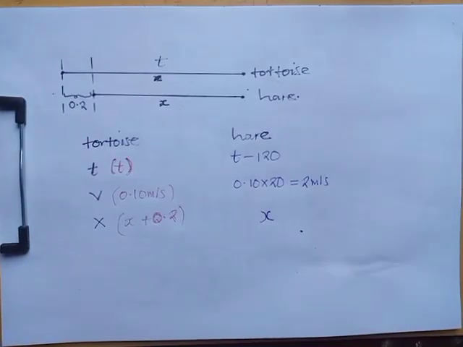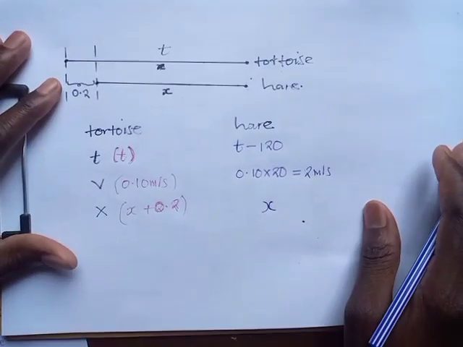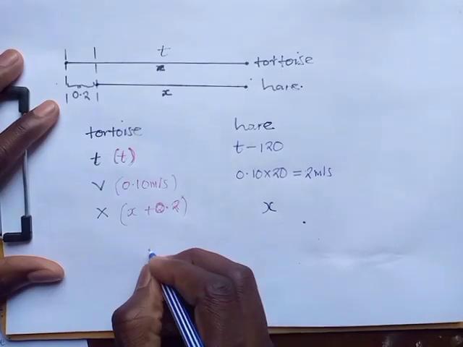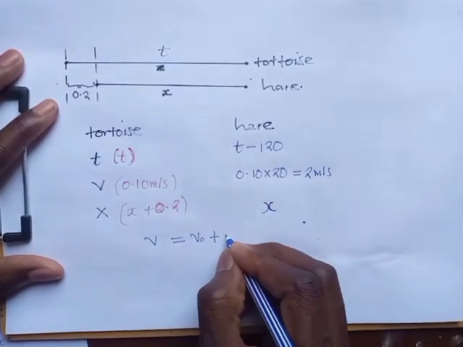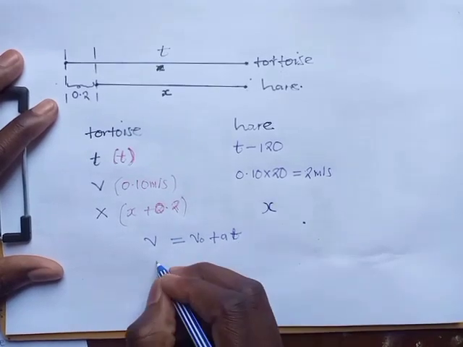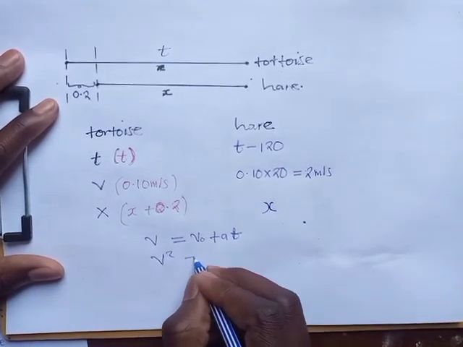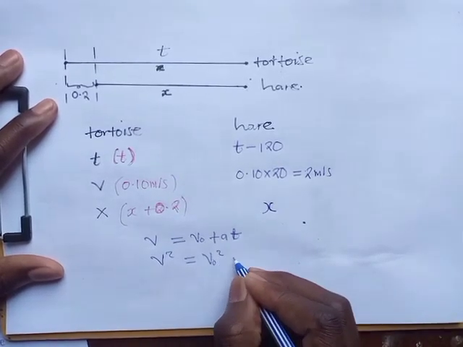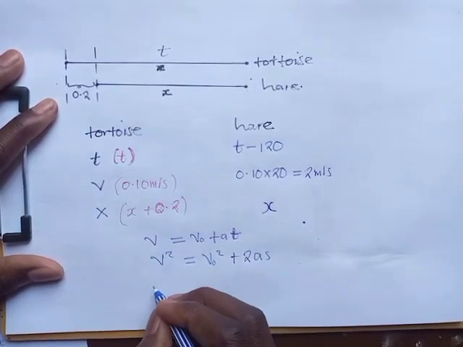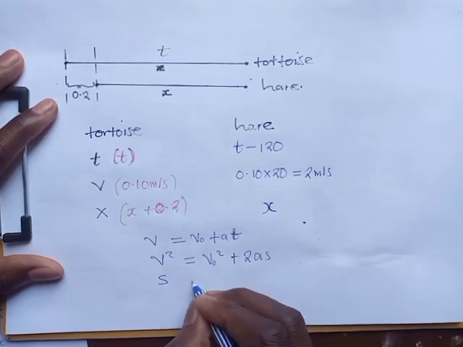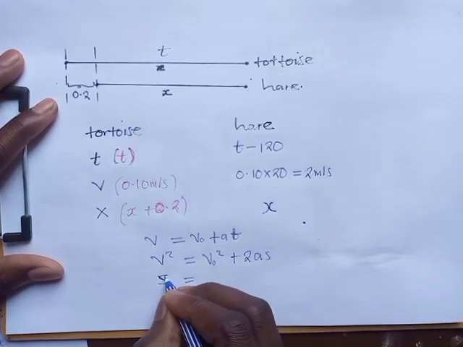Now we can calculate. Remember, we have a lot of formulas to use here under kinematics. One, we have v equal to v initial plus a t. We have v squared equal to v initial squared plus 2as, and we also have s. In this case, I'll take it as x.